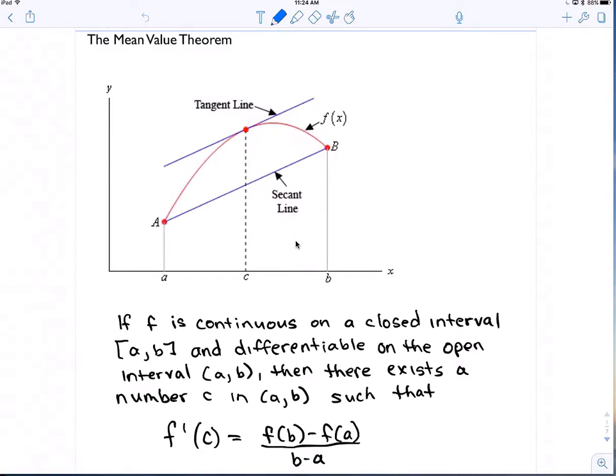The next concept we're going to talk about is the mean value theorem. The image helps a little bit, basically the statement underneath it. So I want you to process it. We might have to read it a couple times.